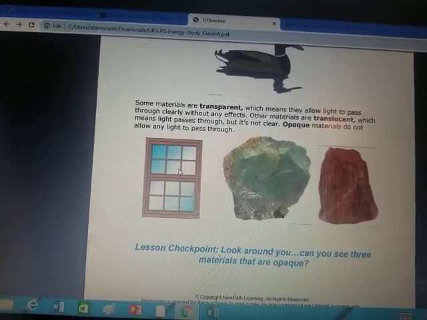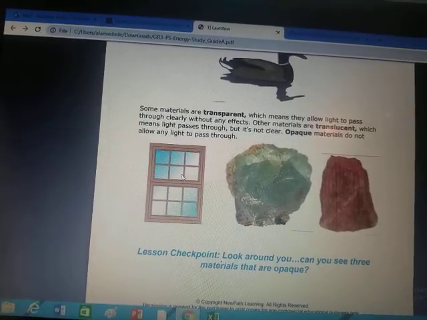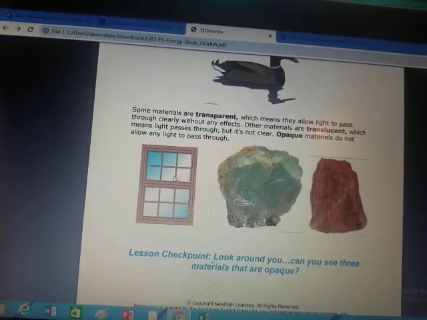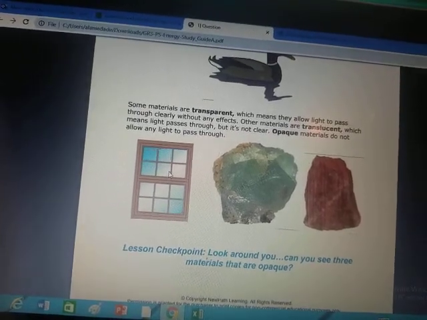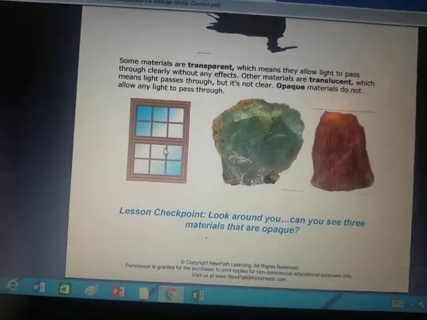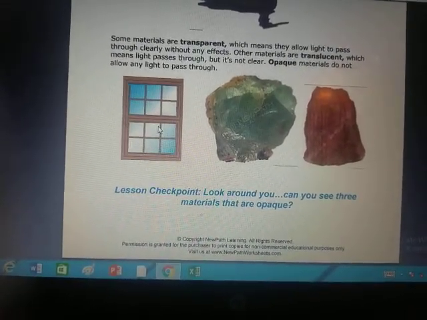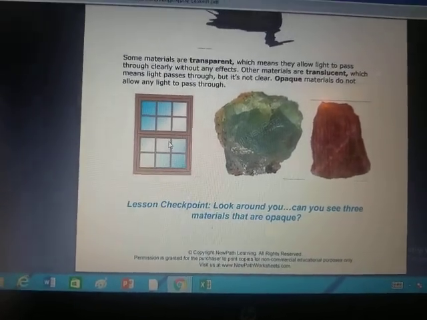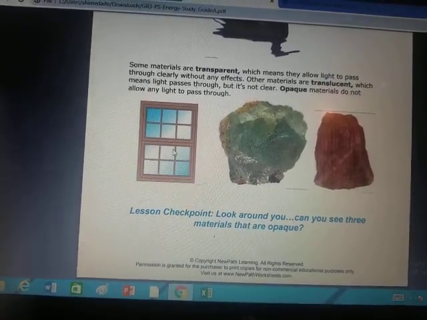Some materials are transparent, which means they allow light to pass through clearly without any effects. Other materials are translucent, which means light passes through, but it's not clear. Opaque materials do not allow any light to pass through. Here's another question, and it's the last question. Look around you. Can you see 3 materials that are opaque? Now remember, opaque means it does not allow any light to pass through.